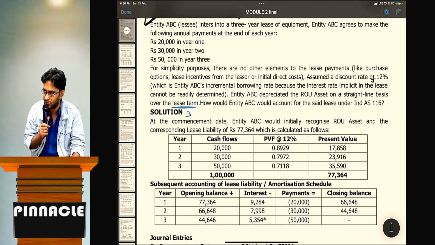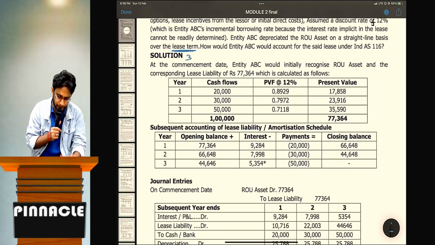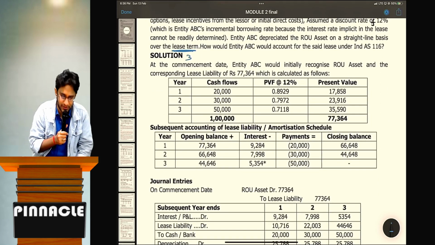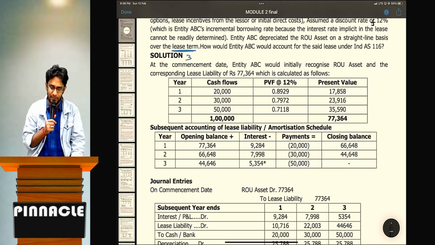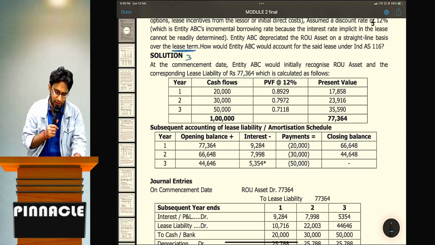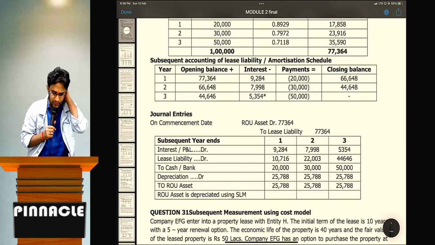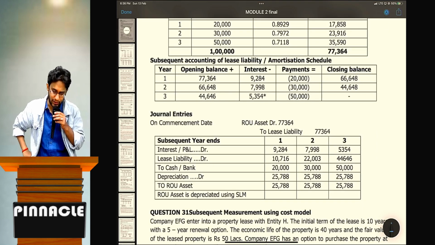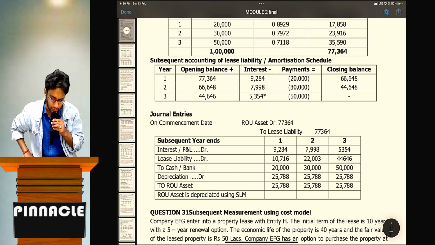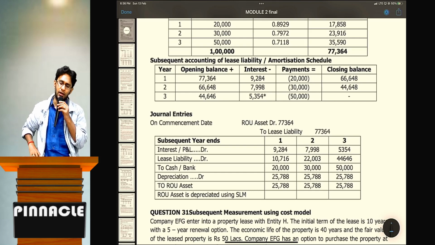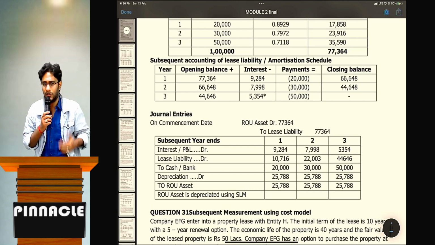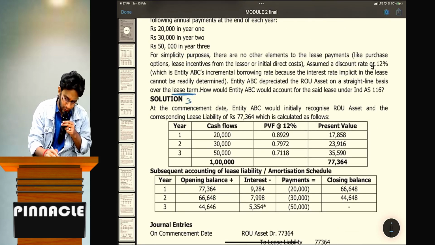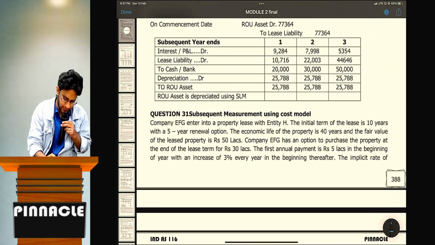Do you need to solve this? You will understand this, no? Right? So he has done 77,364. That is the present value. Our next table is the amortized cost table, sir, lease liability accounting. Then he wrote entries. He wrote a direct entry: interest account debit, lease liability account debit to bank, depreciation to ROU asset. Directly he wrote. You write in your own style what you already learnt in financial liabilities, financial instrument standards. We'll do this, sir. In a bigger question, I'll make you solve this.